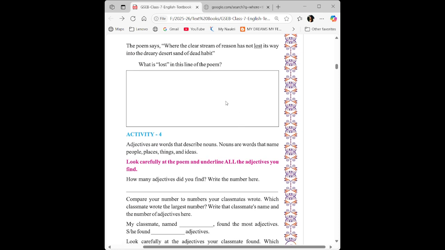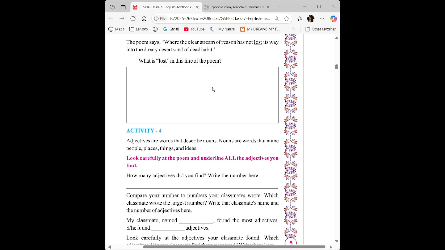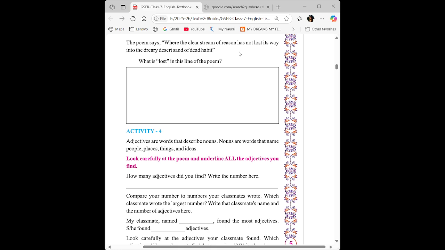The poem says where the clear stream of reason has not lost its way. So here the poet is talking about how people do not believe in blind faith. They are not superstitious. They don't believe in stupid sort of customs, but they think about those things and reason about them, and then they follow their heart. So the people's thinking capacity or their thinking ability should not get lost.